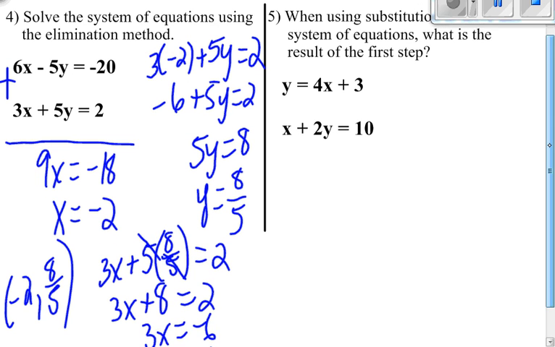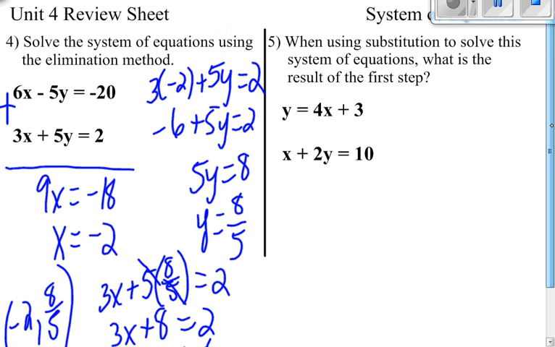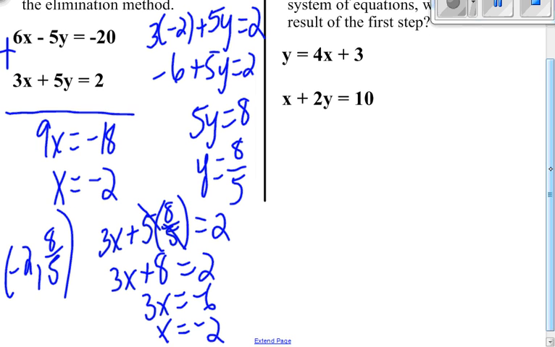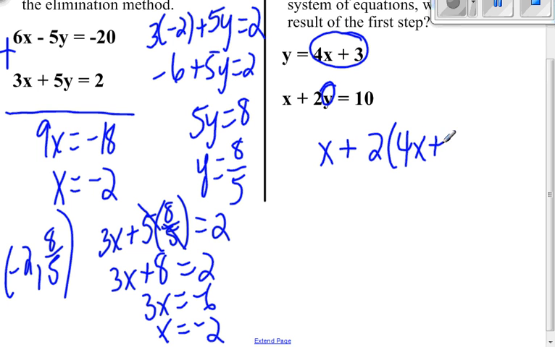Number 5. When using substitution to solve this, what is the result of the first step? Well, the first step is the substitution part. So it says y equals 4x plus 3. So now we know what y equals, and the second equation has a y. We can substitute x plus 2 times 4x plus 3 equals 10. And that's it. That's the first step. The first step is making the substitution. If you want to solve it to practice, you should. It's extra practice, and anything helps.